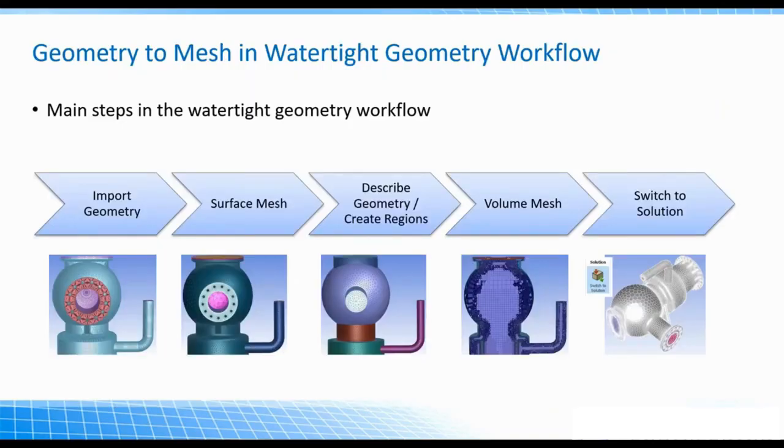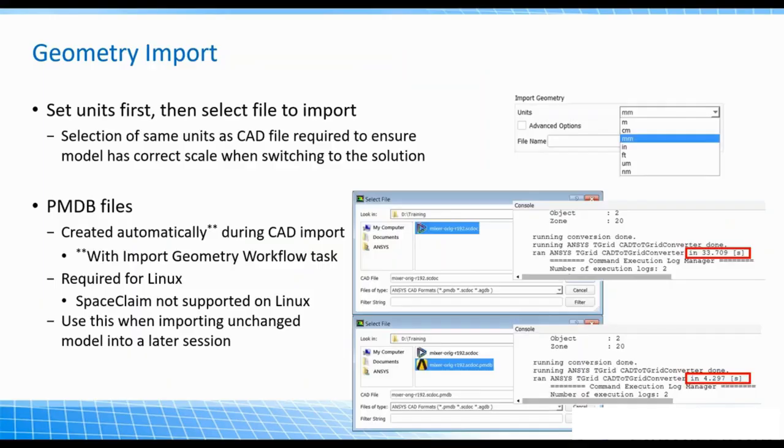So here are the basic steps as part of the workflow in Fluent Meshing. You start by importing the geometry. Next, you will add your local sizings and then create the surface mesh. Then you describe the geometry and create your regions. This is where you would define your inlets and your outlets, as well as describe which domains are solid domains and which ones are fluid domains. Then you'll create the volume mesh, and then finally you switch to solution mode.